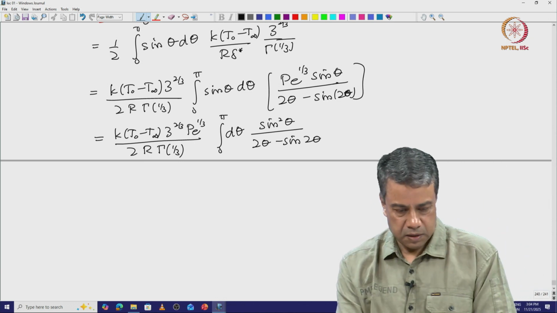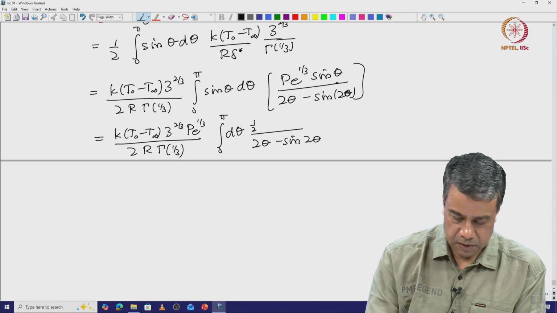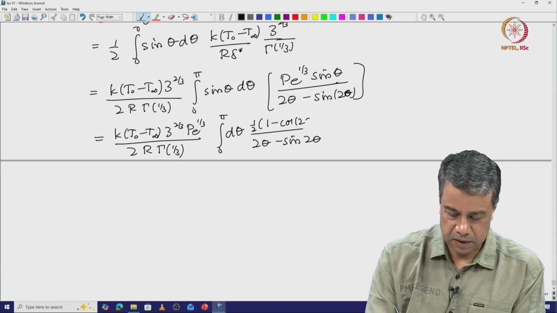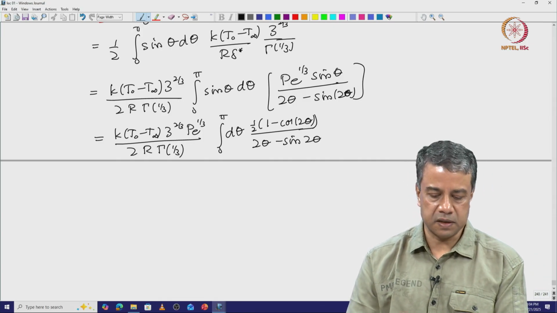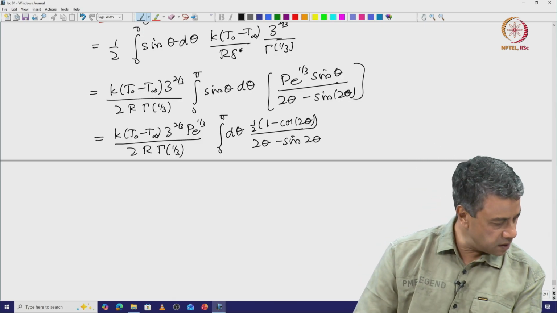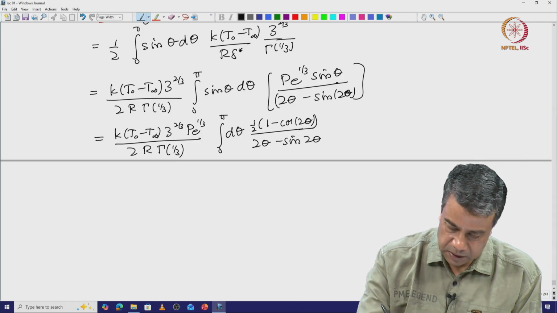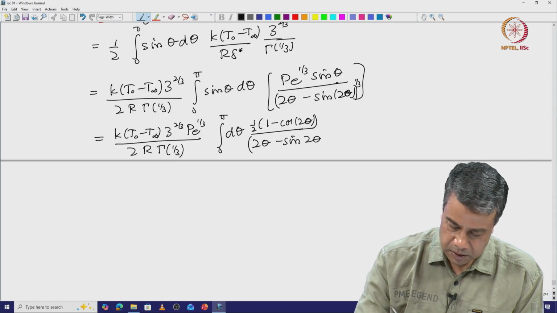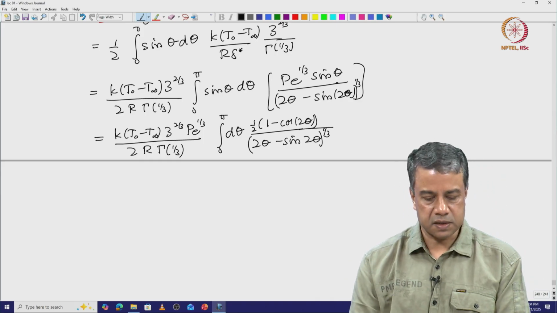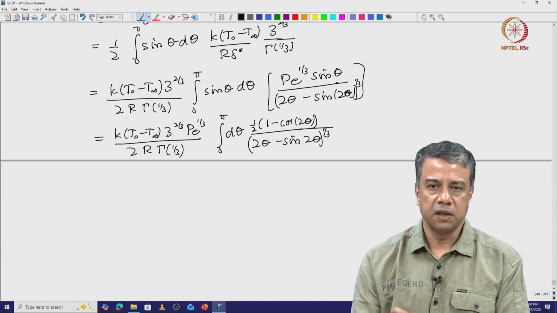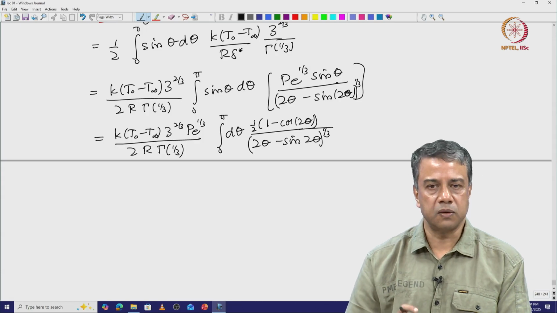And sine squared theta is half of 1 minus cos of 2 theta. So you can see the derivative of the denominator is the numerator. And I have to have a 1/3 here. The numerator to the power 1/3, this 2 theta minus sine 2 theta power 1/3, the derivative of that, 2 theta minus sine 2 theta, is the numerator to within a factor of 2.